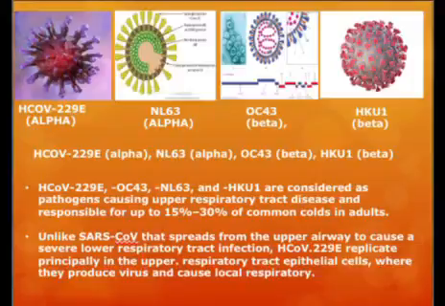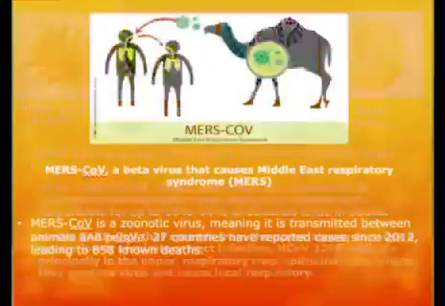Unlike SARS-CoV that spreads from the upper airway to cause a severe lower respiratory tract infection, HCoV-229E replicates principally in the upper respiratory tract epithelial cells, where they produce virus and cause local respiratory infection.